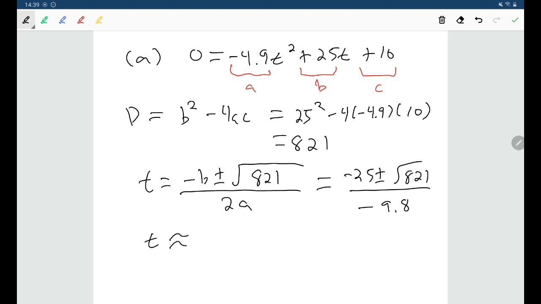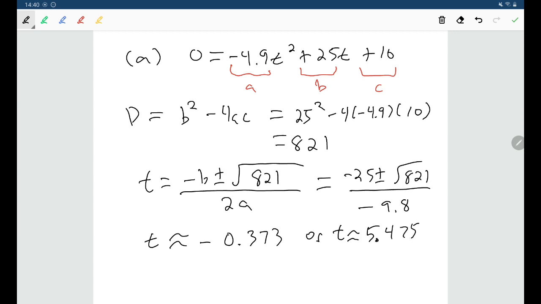One answer that I get is when I take -25 plus the root of 821 over -9.8. That gives me -0.37276, so about 0.373. Or the other solution is -25 minus root of 821 over -9.8, and that's positive 5.4748 and so on, so 5.475.